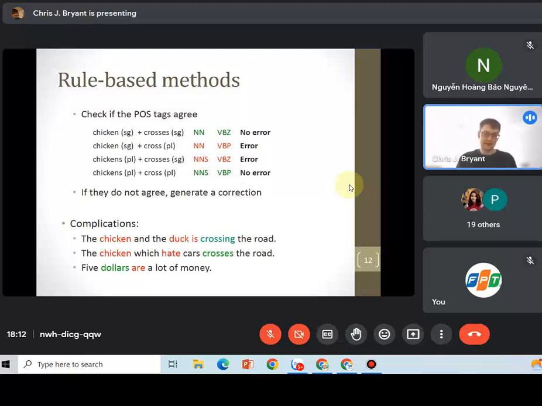There's a similar problem when you have a relative clause like the chicken which hates cars crosses the road. Well, chicken agrees with crosses, but then you need to check the relative construction and what the subject of that construction is as well. Effectively work out what which is referring to. And then there are other exceptions with quantities, like $5 are a lot of money. I mean, dollars is a plural noun, but it's one of these exceptional words that takes singular agreement. $5 is a lot of money. So even rule-based methods can start to get a bit complicated.